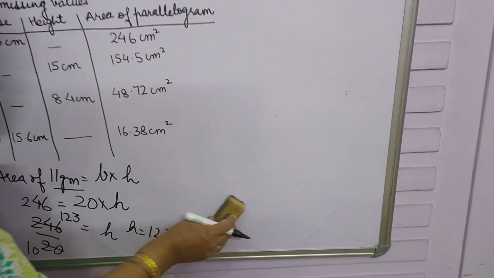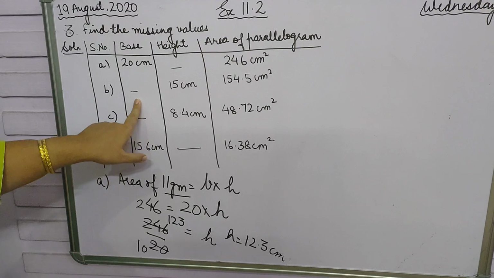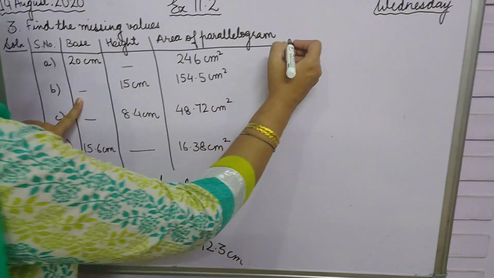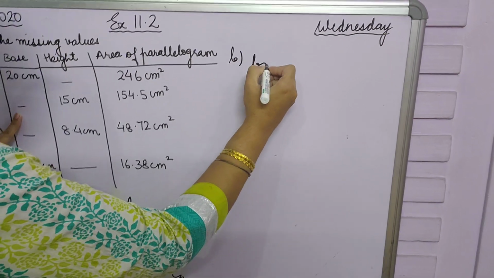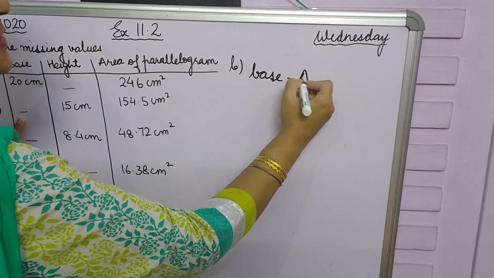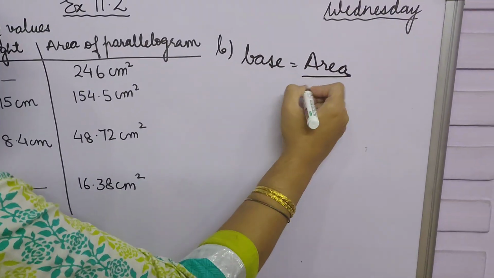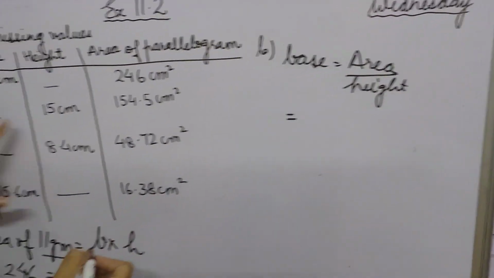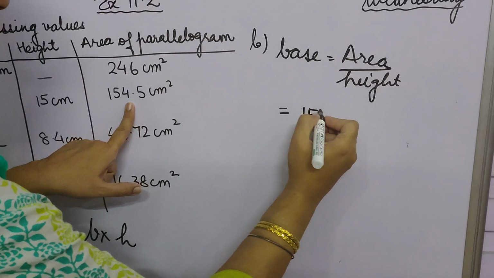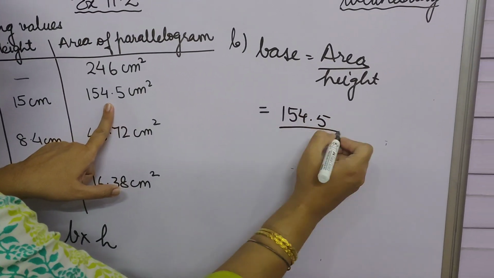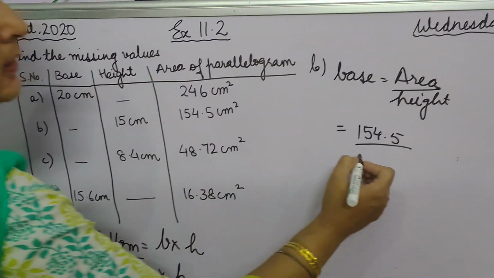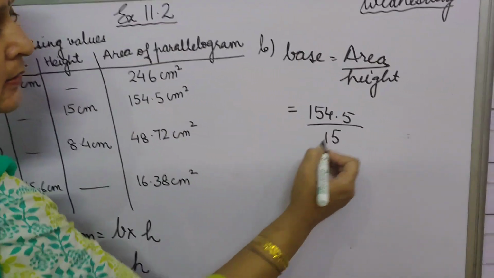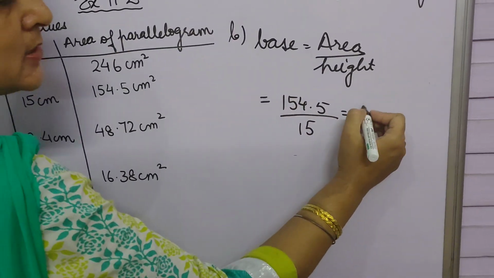Now see B part. What is there in B part? Now height is given and you are to calculate the base. Now how to find out base? Base is equal to area upon height. How much is the area? Area is 154.5 and how much is the height? Height is 15. Now for solving this, let us remove this decimal.